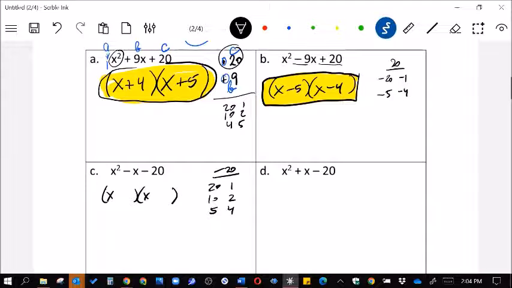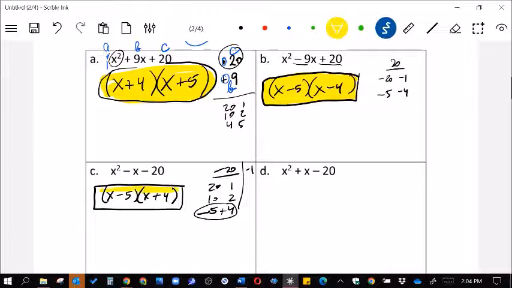But we need to add up to a negative 1. And that can only be done in this case. If we have a negative 5 plus 4, we get a negative 1. And if you multiply them, you get a negative 20. So that means we have minus 5 and plus 4. And of course, for each of these, if you multiply them out, you will get the original problem.